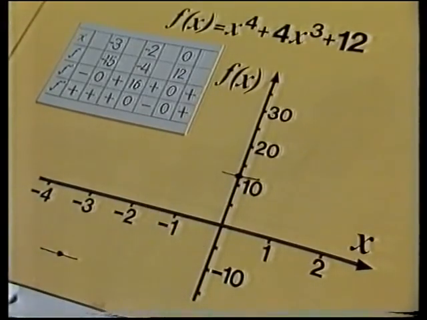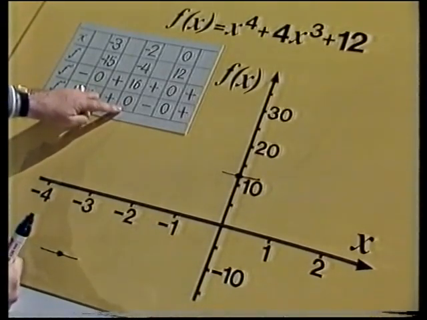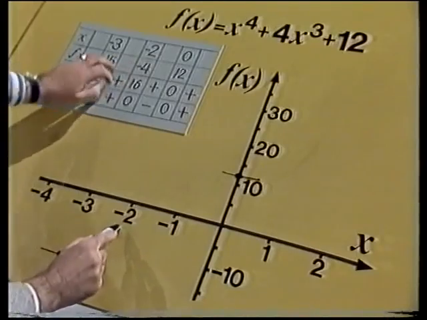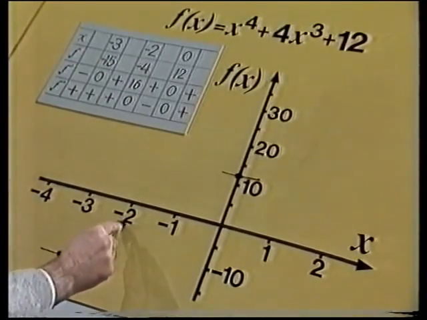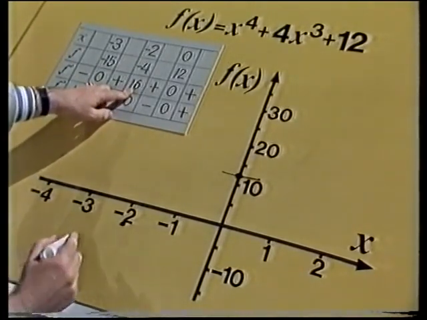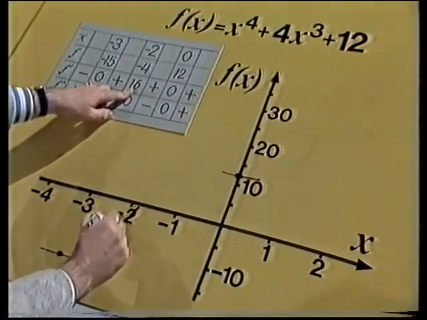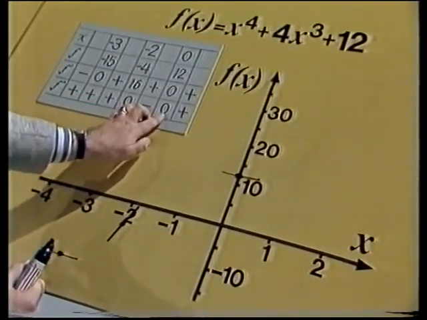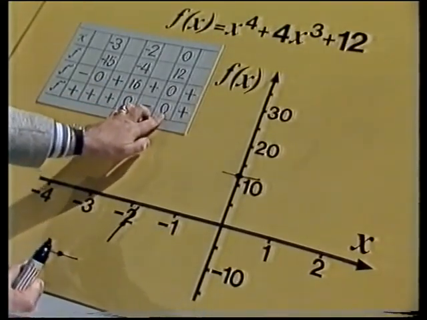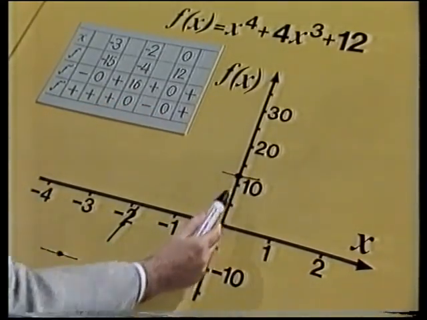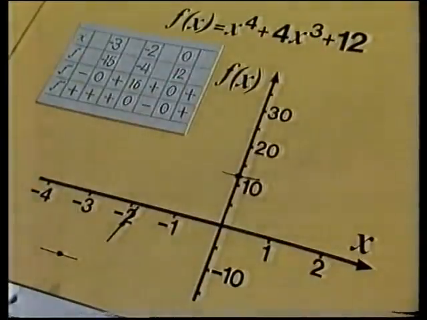All right, what about the other important points? Well, there was a point of inflection at -2, -4. -2, -4 is about here, and incidentally the slope there was 16, which is quite steep. Then there was another point of inflection at the point 0, 12, but I've already got that taken account of because that happens to coincide with a horizontal tangent.